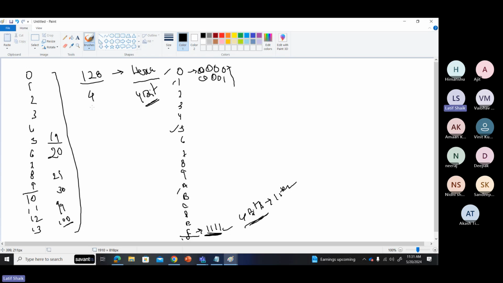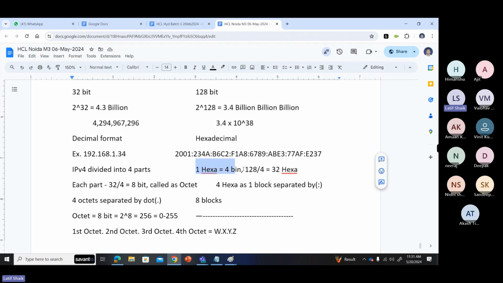So divide 128 by 4, which is 32. We use 32 hexadecimal numbers in one single IPv6. One hexa means 4 binary bits. So 128 by 4 is 32 hexa numbers.